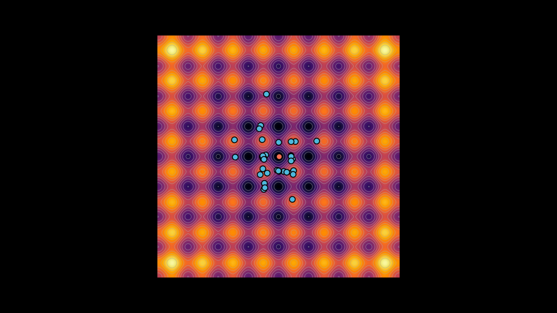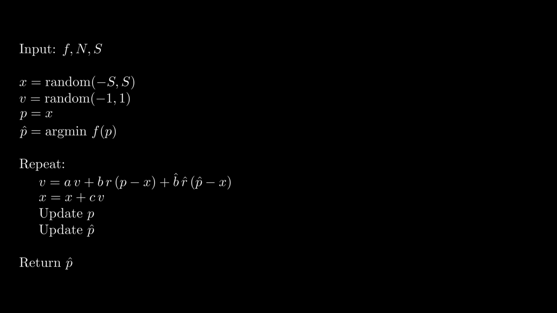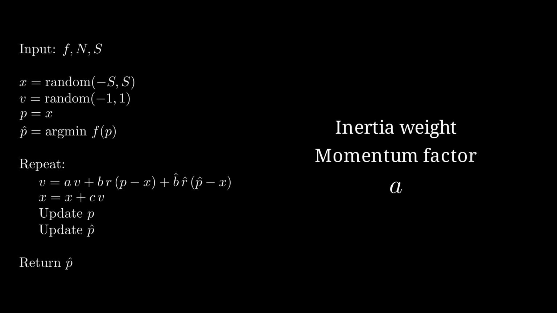As you can see, the swarm is not guaranteed to converge, and sometimes some particles get stuck because of local minima. We want to get a feeling about how the hyperparameters influence the swarm behavior. Let's start with a, which is the parameter that decides how much of the velocity is kept from the previous iteration. Therefore, it's often called the inertia weight or momentum factor.